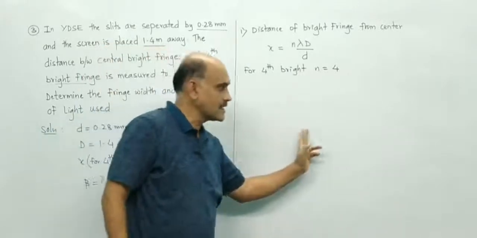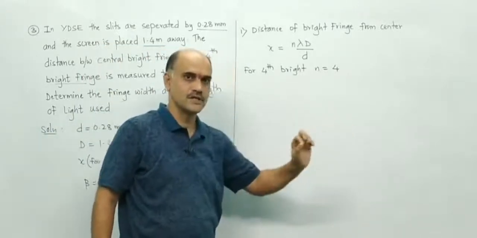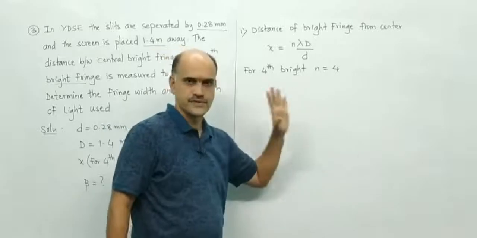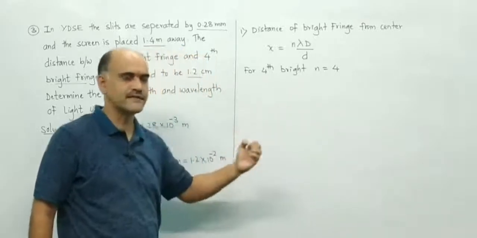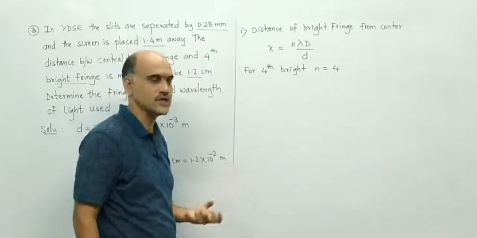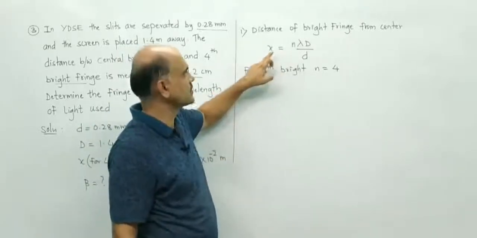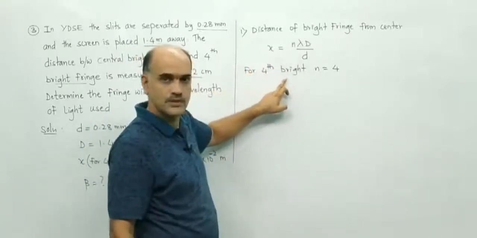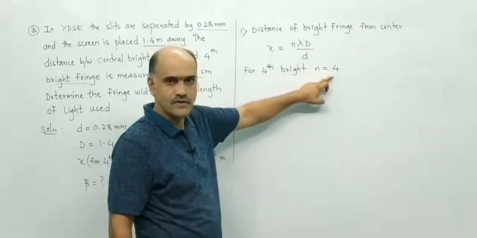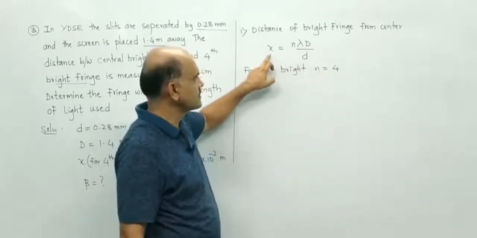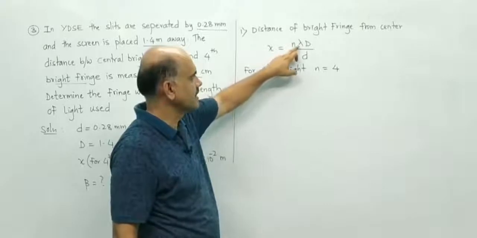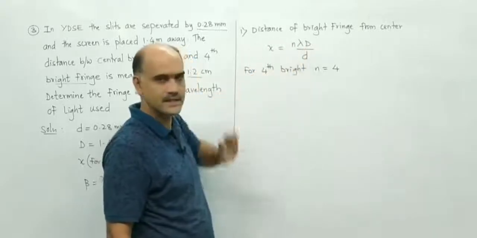For dark, you have two options, two formulas; whichever you want you use it. So you can just rewind the video and go through it once again if you are confused. For bright, there is only this one formula. So you can use this. For fourth bright, when he says, n will be equal to 4. Now substitute. You know x, n, d, you will get the lambda.